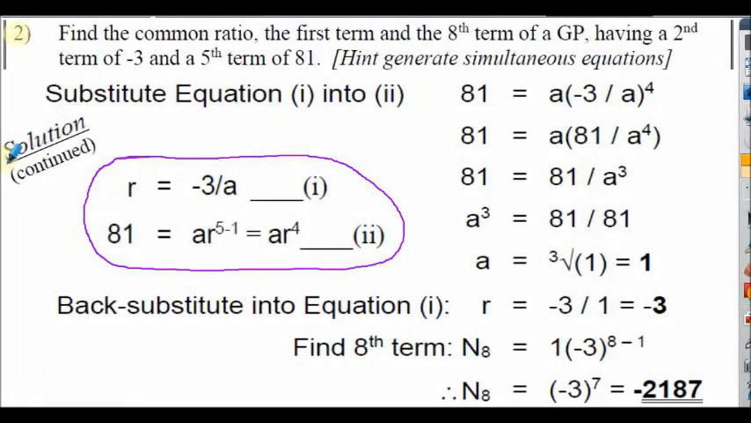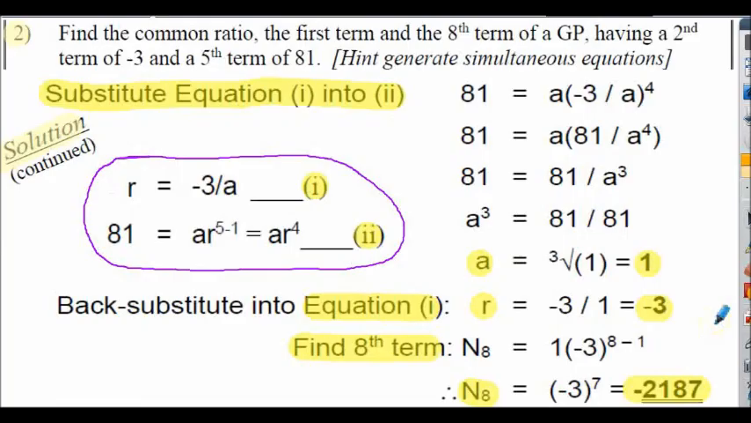Question 2, solution continued. Just repeated the equations from the previous slide for convenience. Essentially now we're just solving two simultaneous equations using the substitution process. I'll let you review the solution at your own pace, but you should find that a is equal to 1 in this case. And by substituting into equation 1, we can find the value of r, -3. So again, we can find the 8th term in the series, n8, shown here.